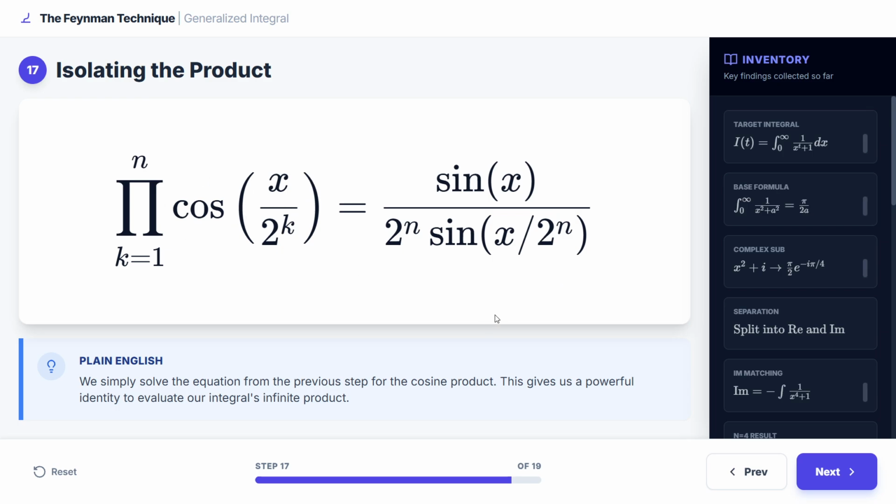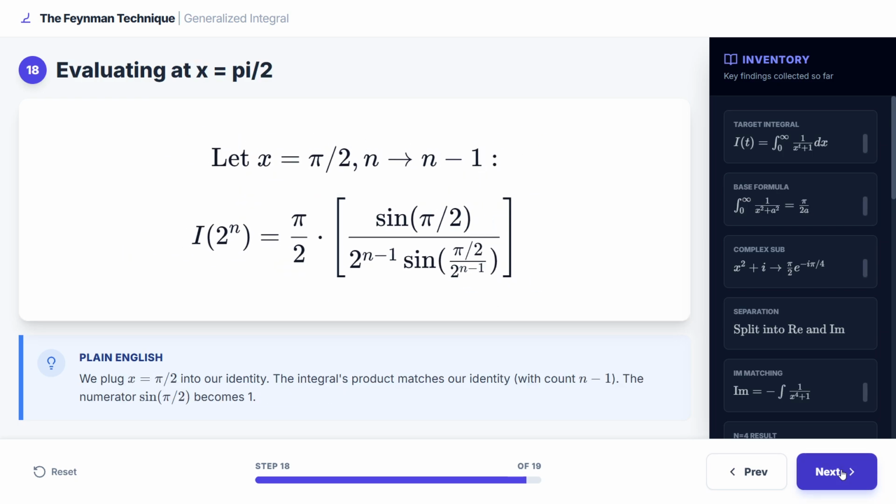All right, how are we going to get it exact though? Well, let's see. Our original I sub 2 to the n did not have any variables in it. So we're going to need to evaluate this at a specific point. And the point we're going to choose is pi over 2. And not only that, but we're also going to bring n to n minus 1. So let's take a look at what that is going to do.